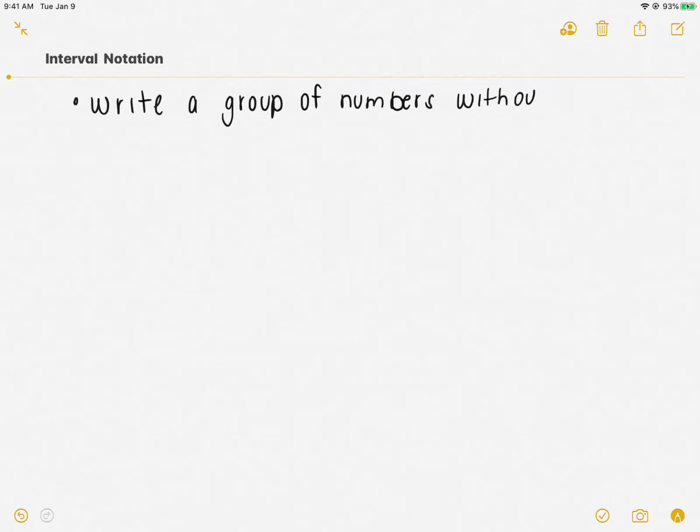Interval notation, just like I just said, just lets us write a group of numbers all at once. So it lets us write a group of numbers without having to list everything.